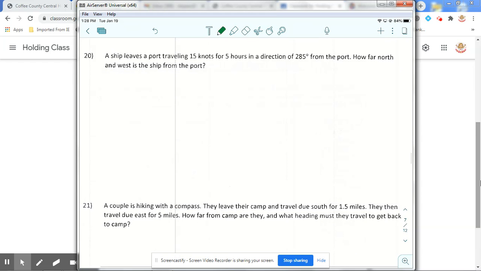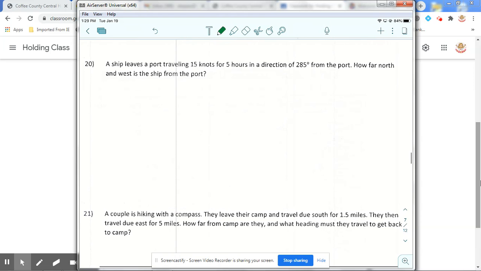Okay, let's look at 20. A ship leaves a port traveling 15 knots for 5 hours in a direction of 285 degrees from the port. How far north and west is the ship from the port? So there are several things you need to know on this one. One thing, you need to know what a knot is. And a knot is a speed. It is a nautical mile per hour.